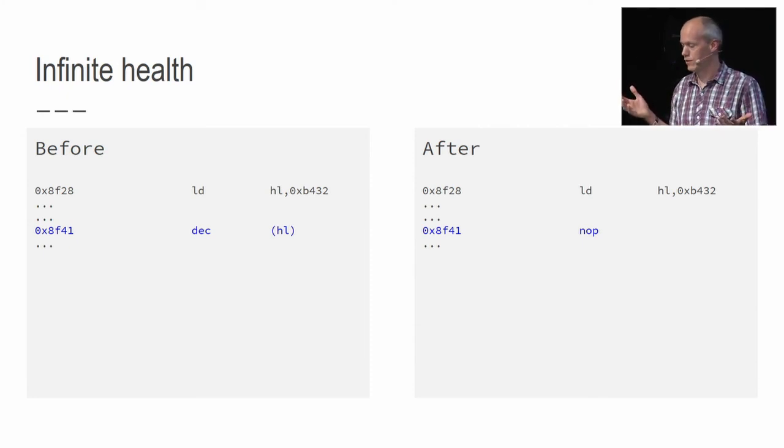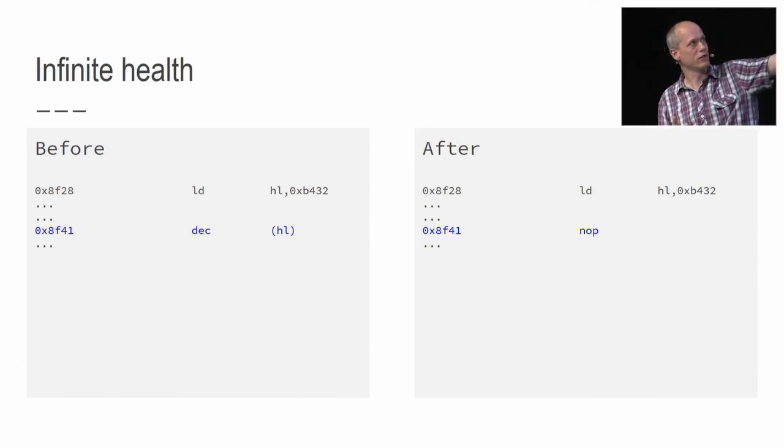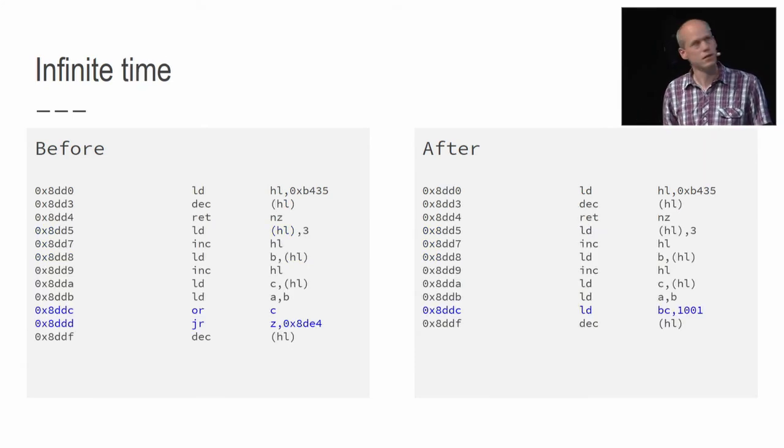Really easy way to change that is, rather than decreasing health by one, we change that instruction to a no-op. No-op does nothing. So now our health is no longer going down. Now we have infinite health. Really easy. Infinite time is a little bit harder. I use the same approach to start with, just changing it so it doesn't go down.